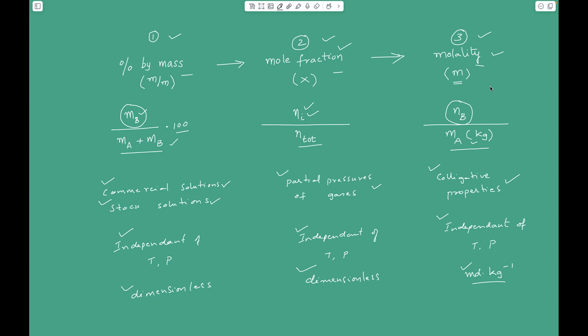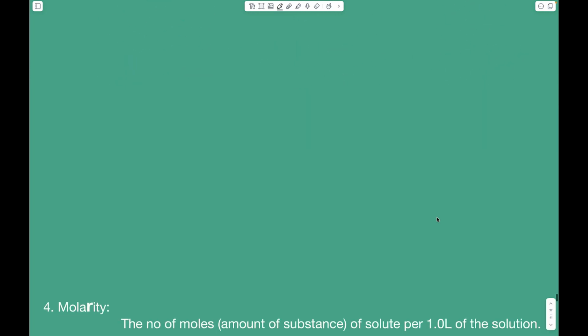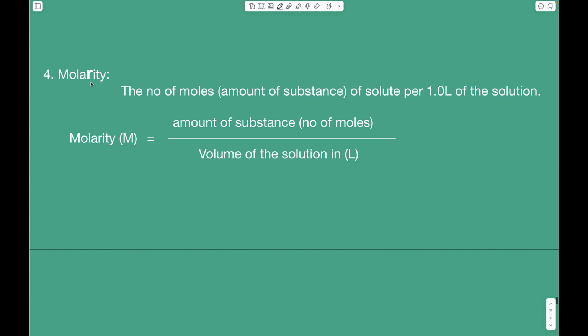So we have to come up with another concentration term that is appropriate for solutions meant for carrying out chemical reactions. And that is what we are going to discuss now. And that is called molarity. Pay attention to this letter R. This name is very similar to molality that we discussed before. It is going to be a little bit confusing. This concentration term is called molarity.